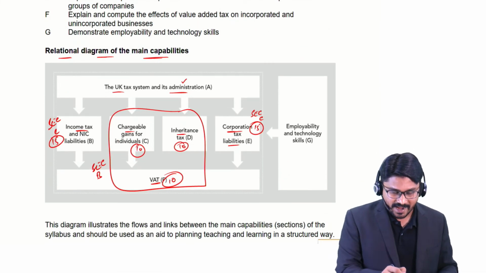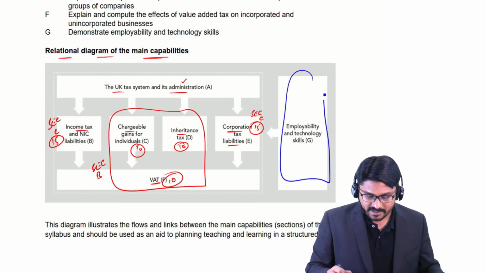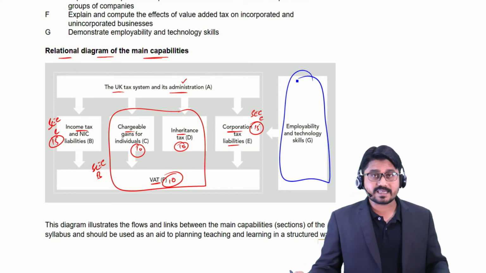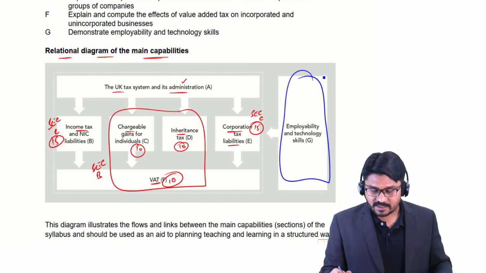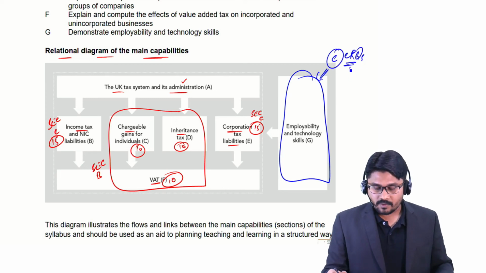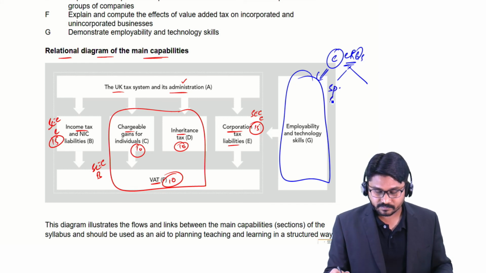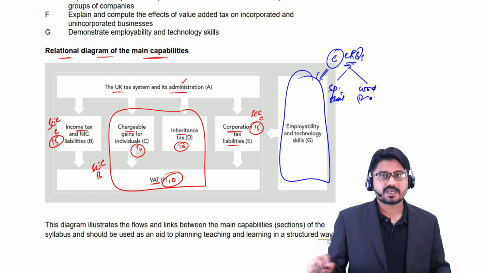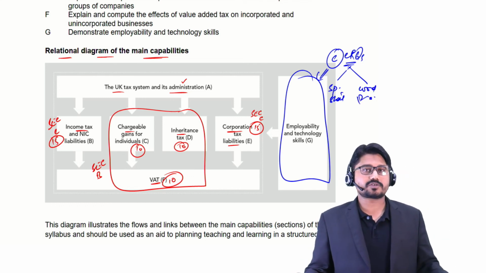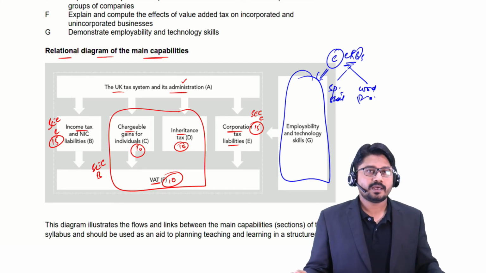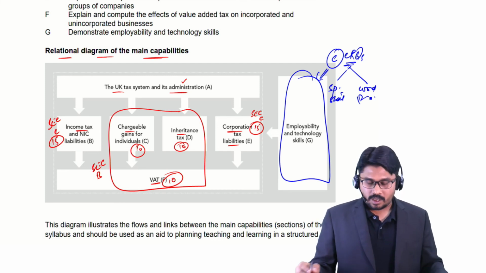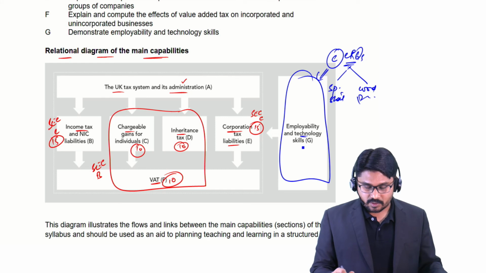Lastly, you can see employability and technology skills as section C. In section C, there are constructed response questions. For answering these, we should have spreadsheet knowledge and word processing knowledge: how to present, how to demonstrate, how to perform calculations, how to show your workings. These are the technology skills.